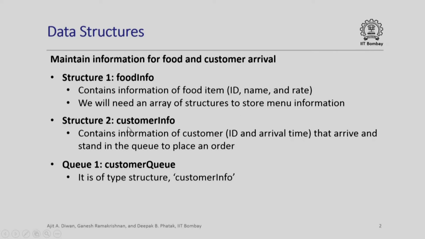Another structure we will require is customer info. This contains information of customer ID and arrival time, and this is the order in which they arrive and stand in the queue to place an order. We will require one queue which we call customer queue. It is of the type structure customer info, because this is the information that we will push into the queue.